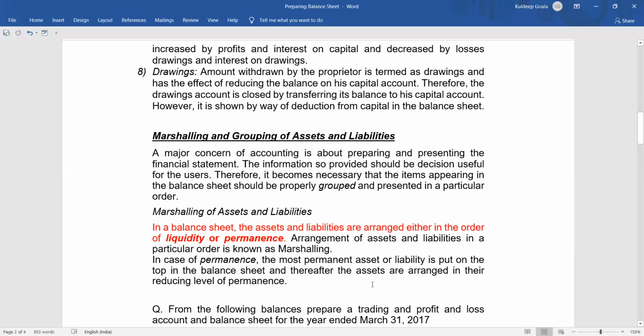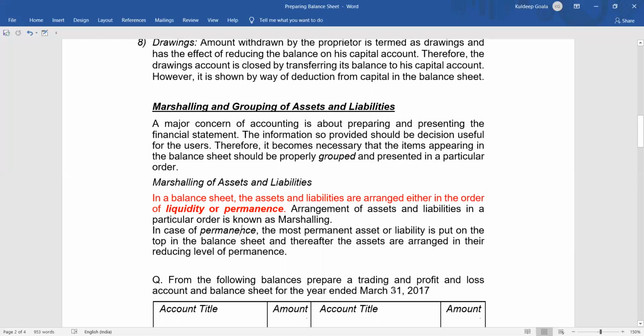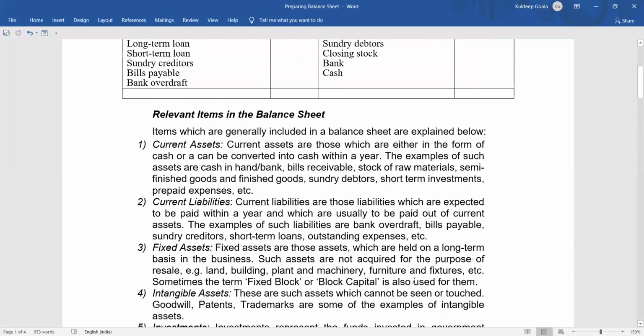Whereas permanency is just the opposite. Here in permanency, those assets which have a longer life period will be written first, followed by those items which have a shorter lifetime. That is called marshalling of assets and liabilities, the arrangement in a particular order. Either we follow liquidity, where the asset or liability with a shorter lifetime is put first, or we follow permanency, where the asset or liability with a longer lifetime is put first.